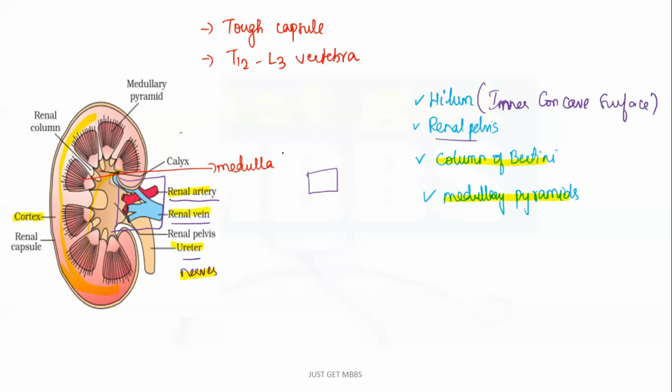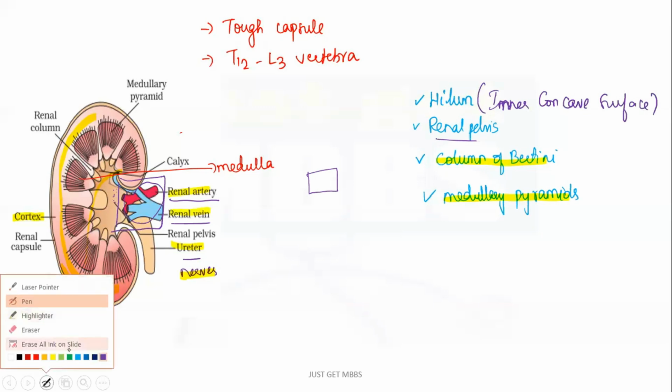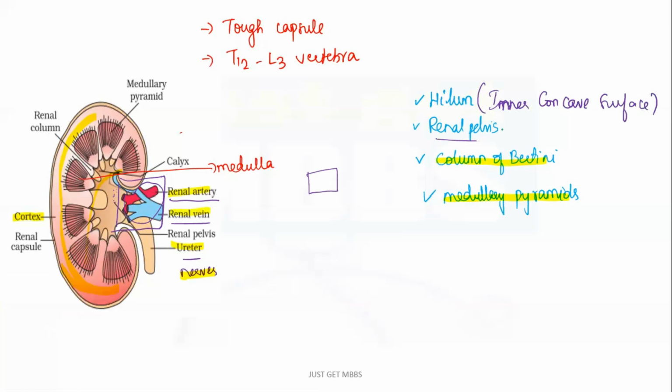Next, the renal pelvis. Following the hilum, this is my hilum region. If I go a little bit inside, I am able to appreciate a broad space, right? That broad funnel shaped space is called my renal pelvis.